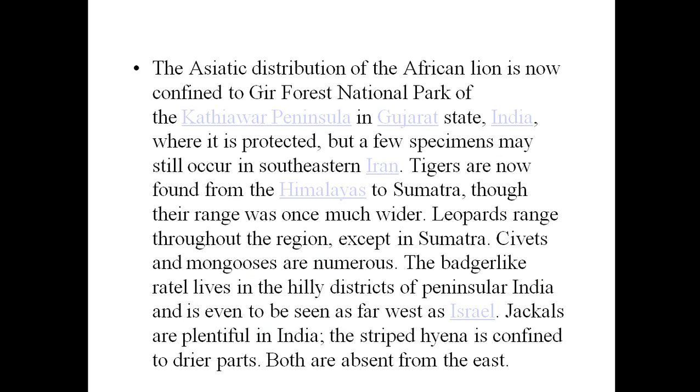Another large carnivore, the tigers, are now found from the Himalayas to Sumatra. Once the range was much wider, but now they are restricted to the Himalayan region to Sumatra. Whereas leopards range throughout the region except Sumatra. In Sumatra there is no leopard.